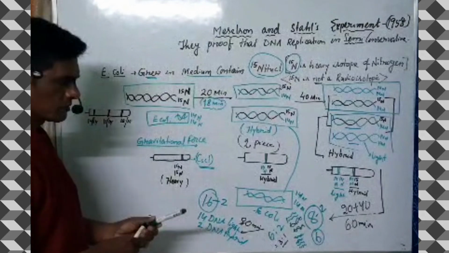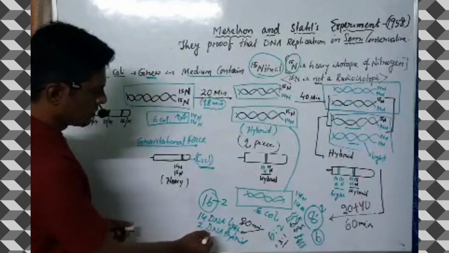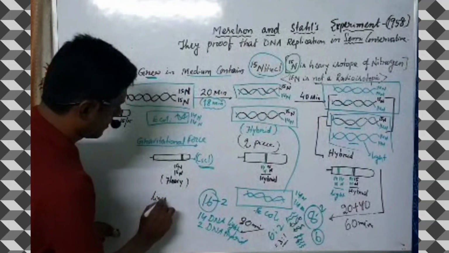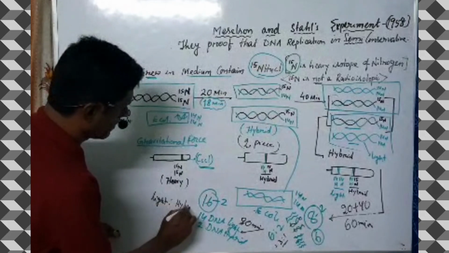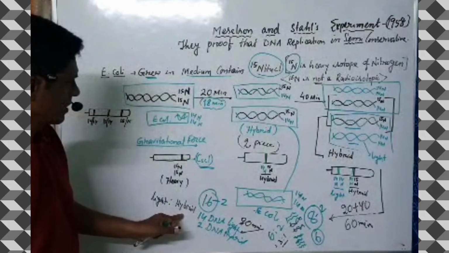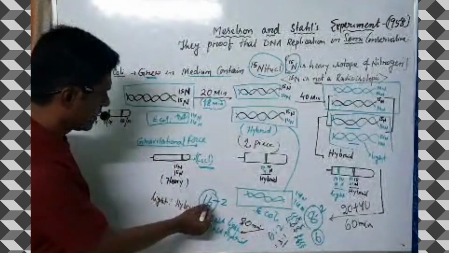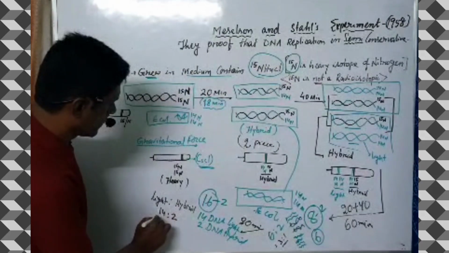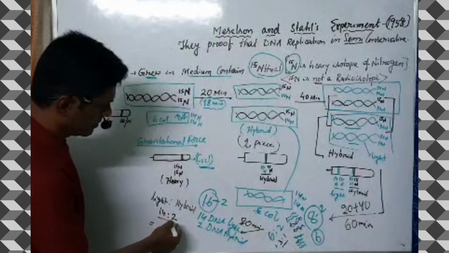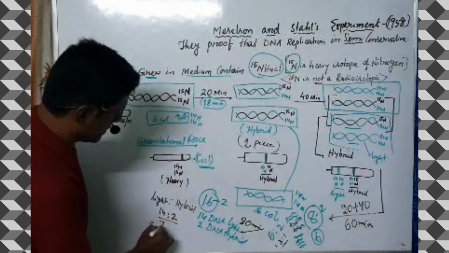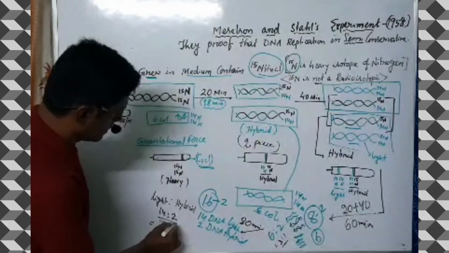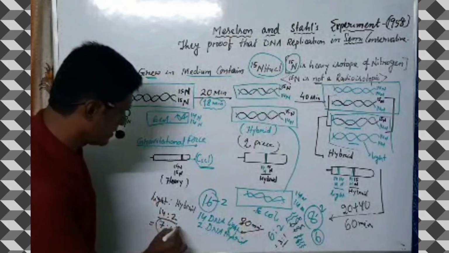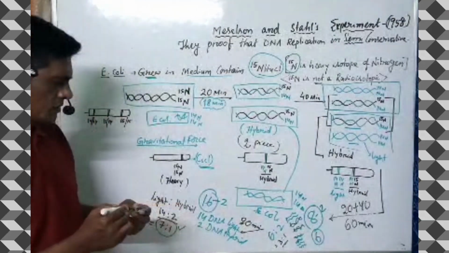So you can calculate, suppose they ask the ratio of light is to hybrid. What is the ratio of light is to hybrid after 80 minutes? You can calculate the light as 14 is to hybrid 2. So 14 is to 2, you can just divide by 2, then it comes to 7 is to 1. So now you can say that the ratio of light and hybrid DNA after 80 minutes is 7 is to 1. So they will ask a numerical question.